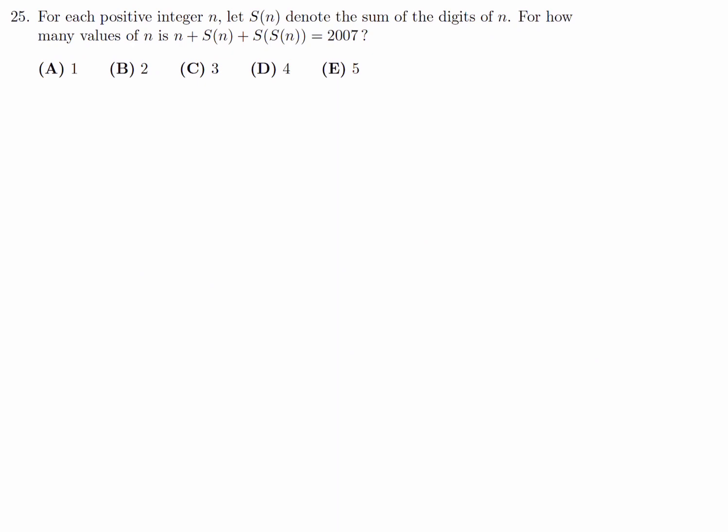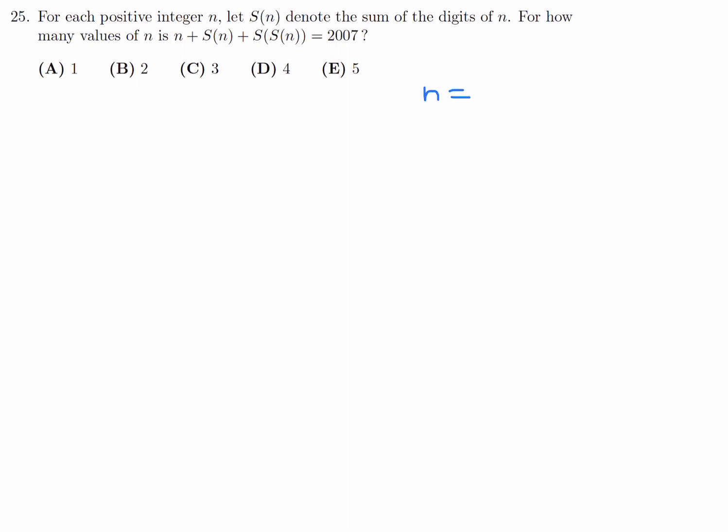For each positive integer n, let Sn denote the sum of the digits of n. For how many values of n is n plus Sn plus S of Sn equal to 2007? Several approaches to this question, and I'll just go systematically without anything too fancy. First and foremost, what I want to know is how many digits are there in n. That will help me create a certain range, because otherwise there's way too many values for me to look through.